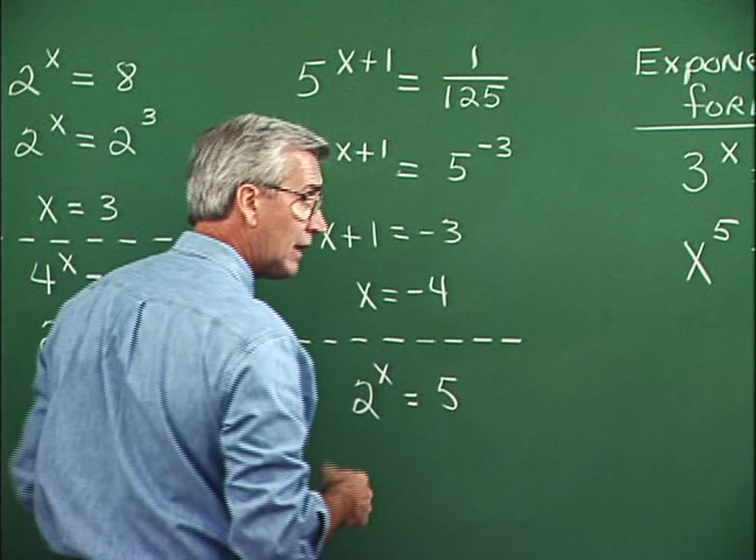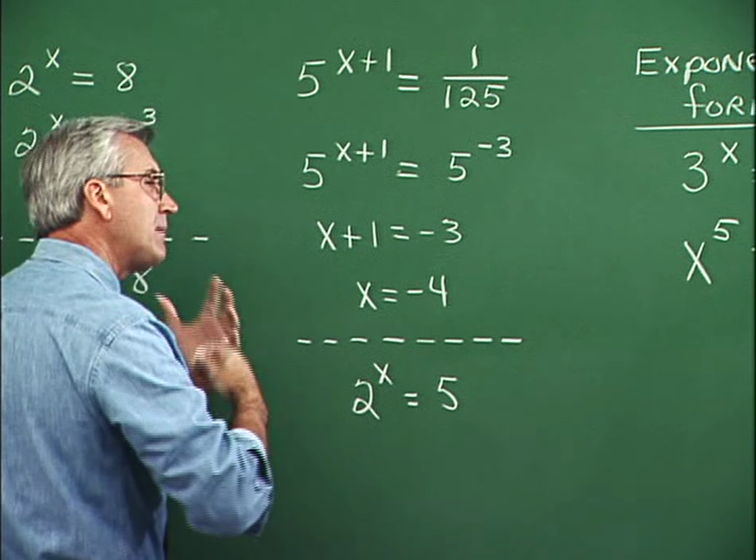Okay, then we bumped into a certain kind of equation like this. 2 to the x power equals 5. And our technique for solution breaks down because we can't very easily rewrite these bases to be alike. We can't express 5 as 2 to some exponent.